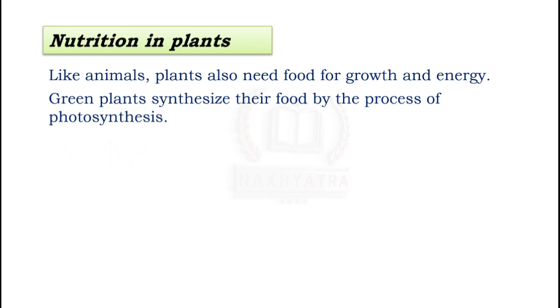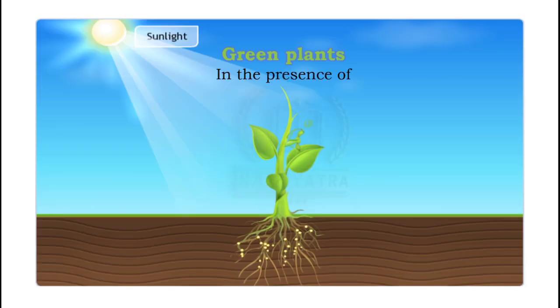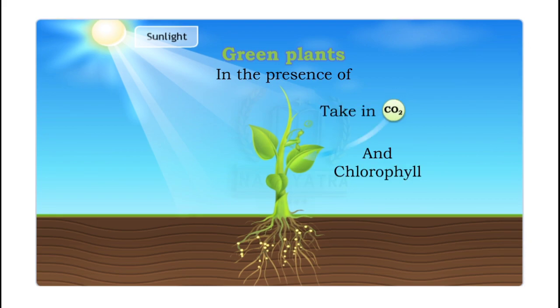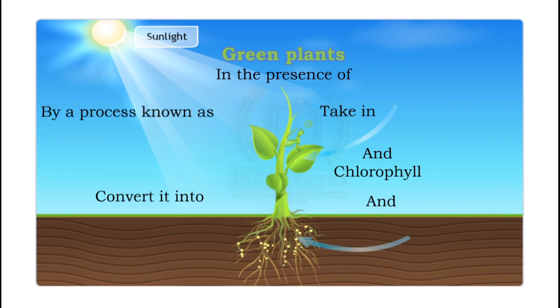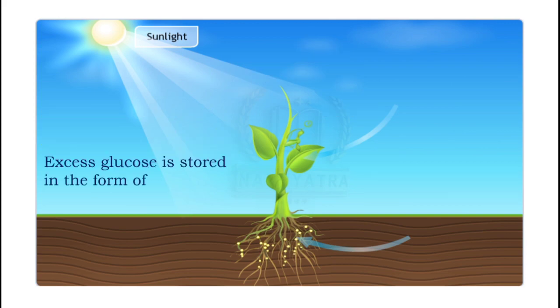And we have already discussed in lesson number 1 that the organisms which can prepare their own organic food are known as autotrophs, and green plants are the example of autotrophs. So see here, green plants in the presence of sunlight and chlorophyll, they take in inorganic substances like carbon dioxide and water from the surrounding and then convert it into organic food, that is carbohydrates, which is glucose, by a process known as photosynthesis. And the excess glucose is stored in the form of starch.